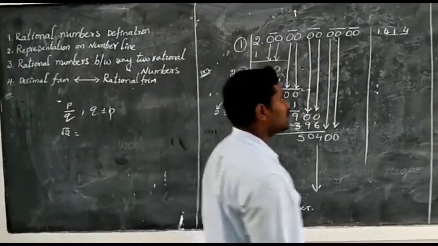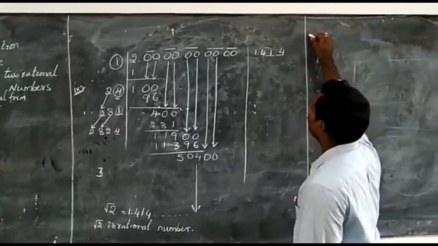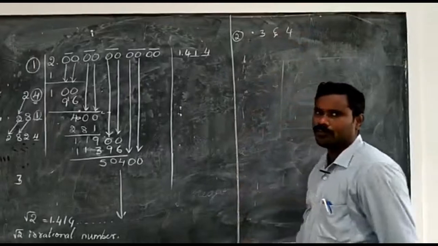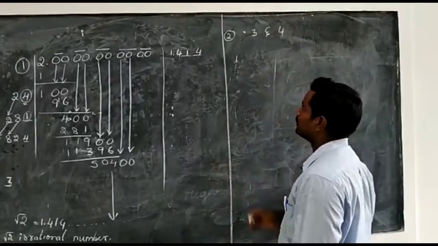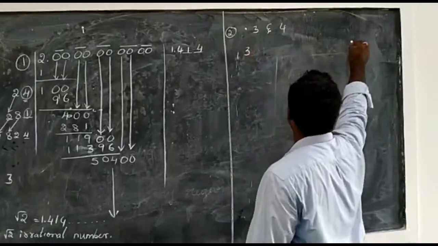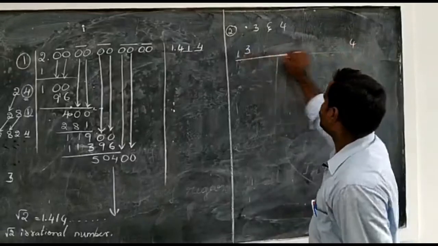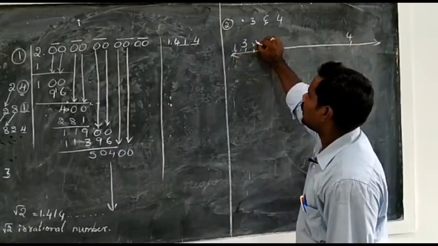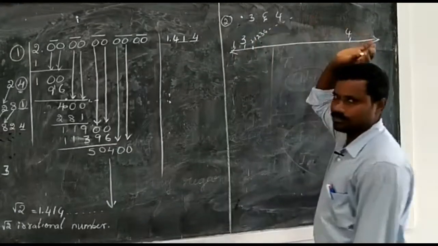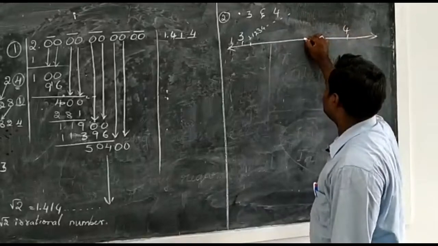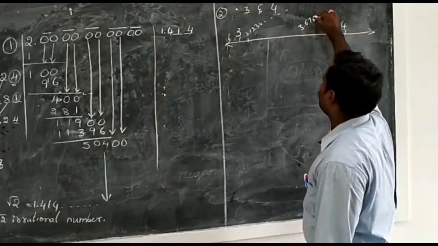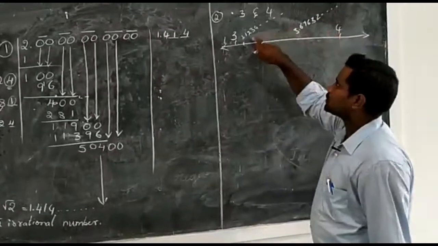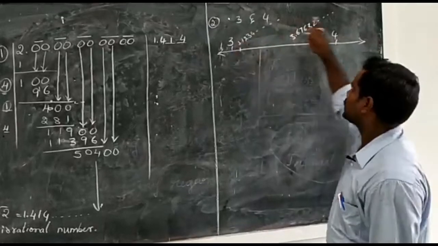Now we are taking any two numbers, for example 3 and 4. In between 3 and 4 you have to find any two irrational numbers. In between 3 and 4 there are so many numbers. If you take here, it is 3.1, 2, 3, 4 and so on. Otherwise I will take 3.675, 676, 3, 2 and so on. These two are irrational numbers between two rational numbers.